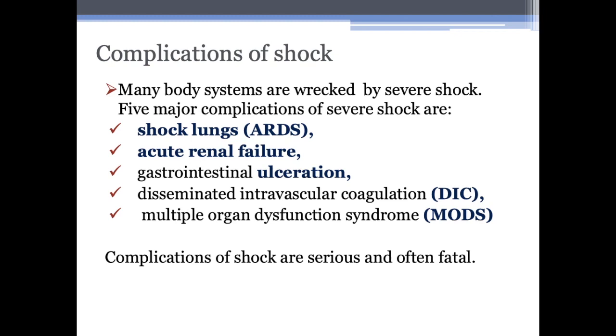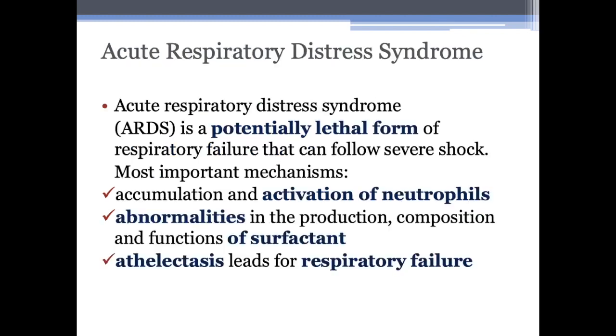And let's make some stops in the pathogenesis of each of these complications, and let's start with acute respiratory distress syndrome. It is a potentially lethal form of respiratory failure that can follow severe shock. We are familiar with acute respiratory distress syndrome associated with inflammation, associated with some infectious disease like COVID-19. An important mechanism of development of distress syndrome is activation and release of biologically active substances. So the most important thing is damage of the endothelium and release of different biologically active substances, and it finally leads to damage of the lung parenchyma.